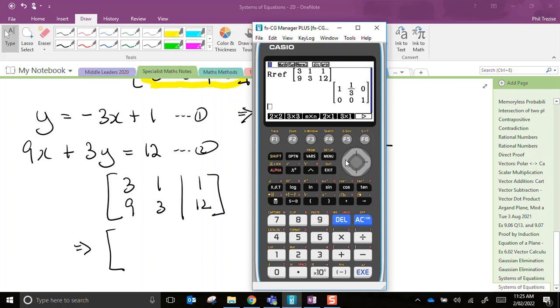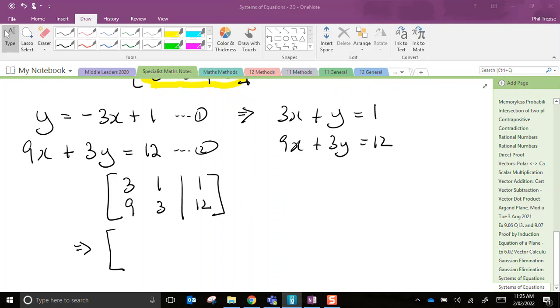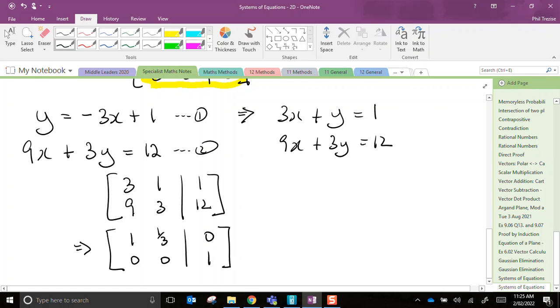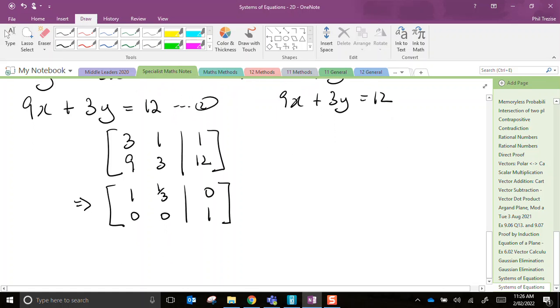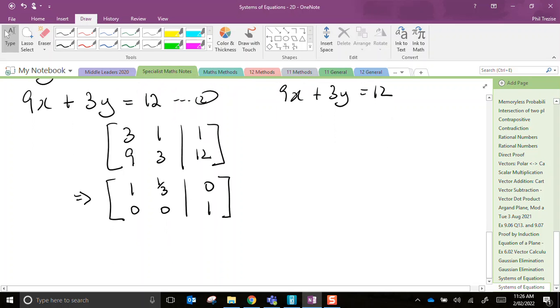And look what's happened in my solution there. I'll just copy that down for you. We have 1, 1/3, 0, and the second row this time, 0, 0, 1. Now, look at that second line. That's telling me that 0 times x plus 0 times y equals 1. Effectively, that second equation says that 0 equals 1, which is complete rubbish. 0 cannot possibly equal 1.